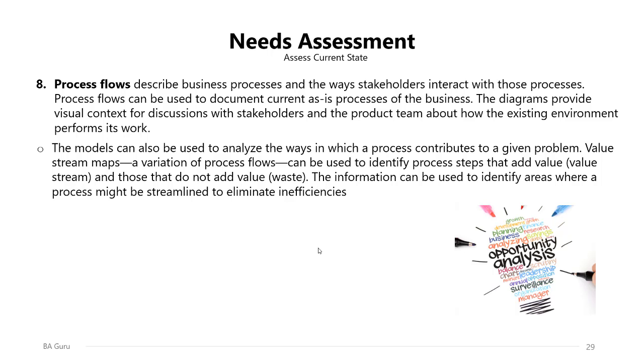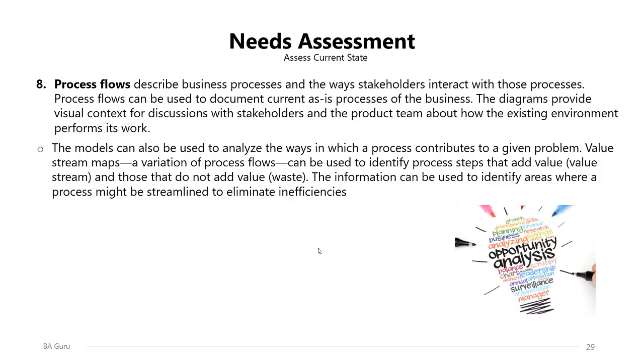Now, the models can also be used to analyze the ways in which a process contributes to a given problem. Value stream maps, a variation of the process flows, can be used to identify process steps that add value and those that do not add value. The information can be used to identify areas where a process might be streamlined to eliminate inefficiencies.